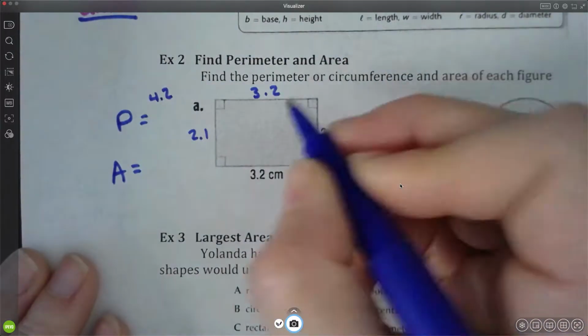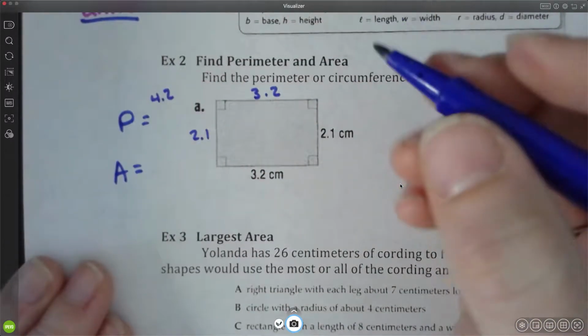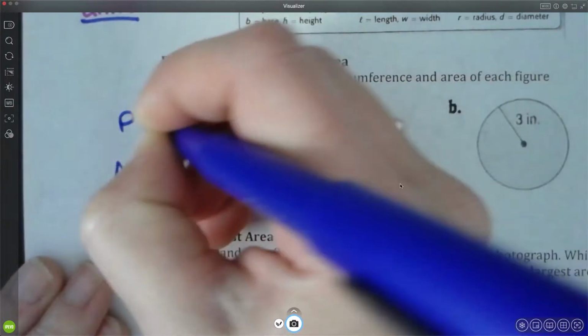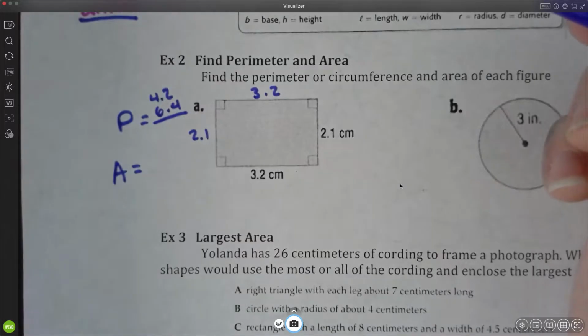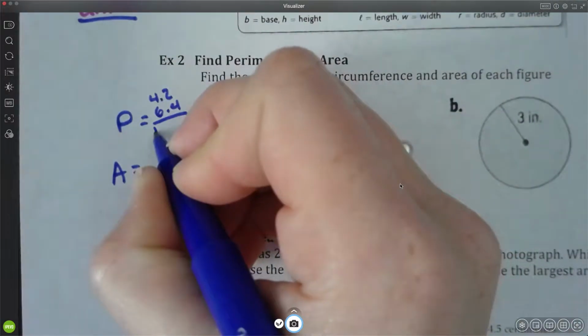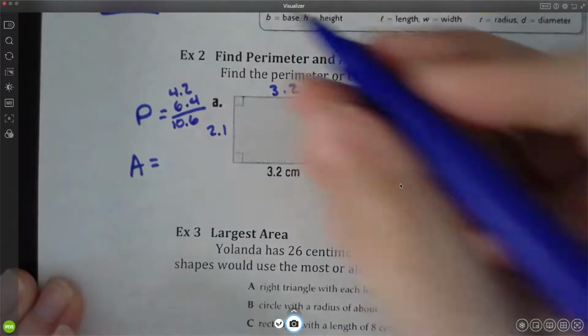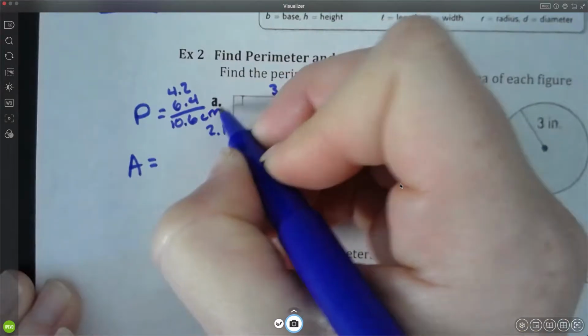Okay, 3.2 times 2 is 6.4, and if I add those together, okay, that gives me all 4 sides. That's 10.6, and that is in centimeters. Okay, so 10.6 centimeters, and I don't square it. It just looks like that.